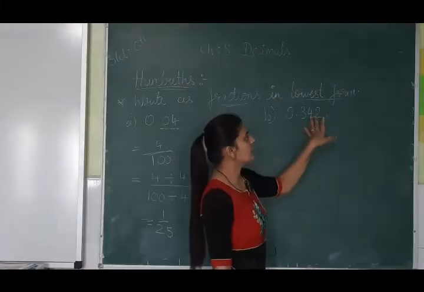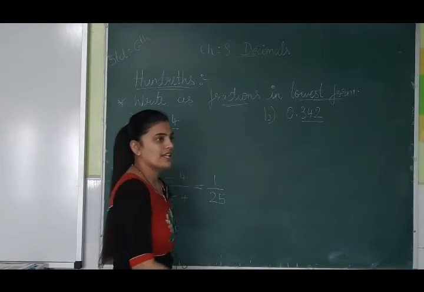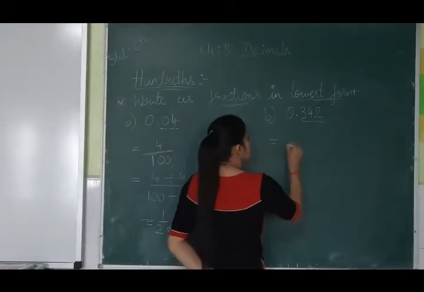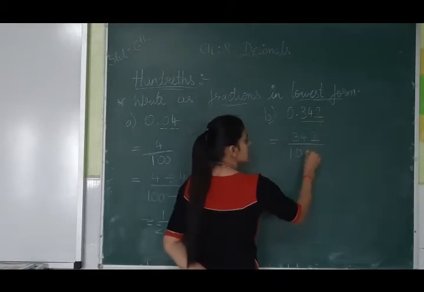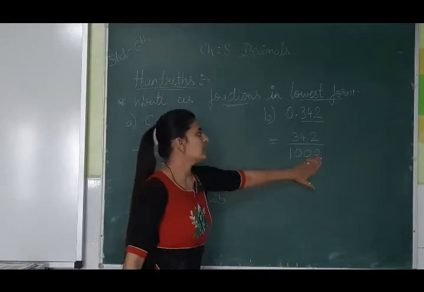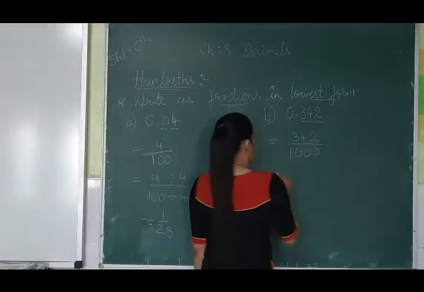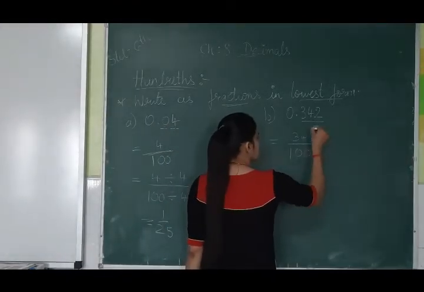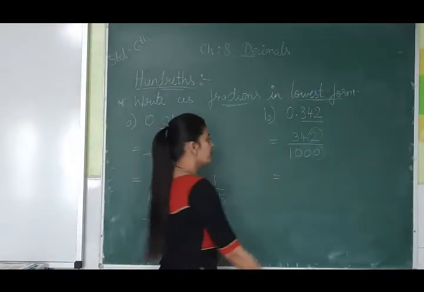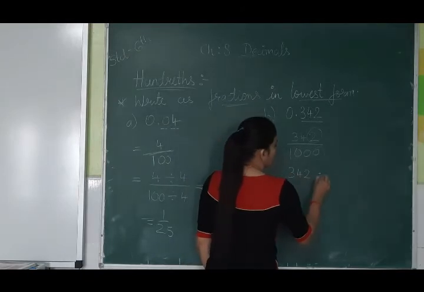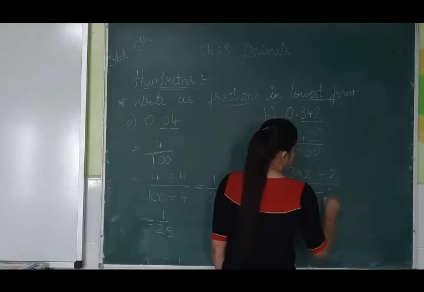Now here 0.342. Here you can see that after the point 3 digits are there. So 3 zeros we will need at the bottom. So 3, 4, 2 we will write down. After that 3 zeros means it will be 1000. Before, 2 digits were there, so 100; 3 digits are there, so 1000. After that you can see the last digit is 2 and here it is 0, so both are divisible by 2. So 342 divided by 2 and 1000 divided by 2.